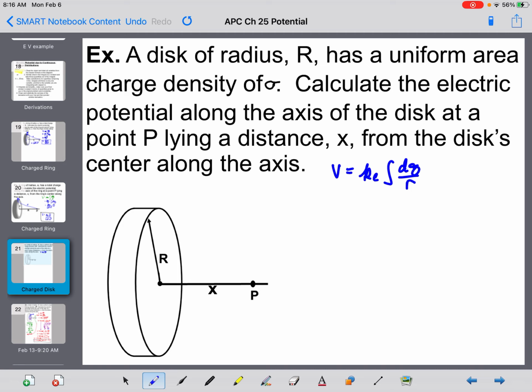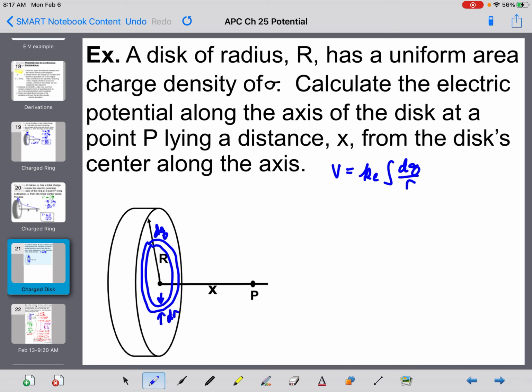Now we want to specify our dq chunk. Thinking back to what we did with electric fields, the easiest dq chunk that I'm going to be able to specify is going to be a ring. So that is my dq chunk. The thickness of that ring as we move from center to the outside would logically be an r. So I'm going to call that thickness a dr.